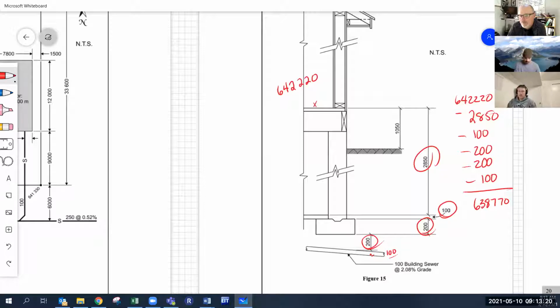So these are always in meters then, right? Listen, these are millimeters. All of these numbers are millimeters. It's all millimeters. And that's the geodetic, right? That's geodetic. So that's the actual invert elevation. So anytime they say actual elevation, you're going to go geodetic. Okay.